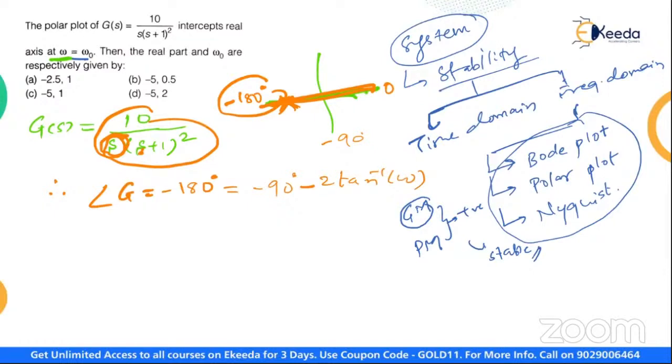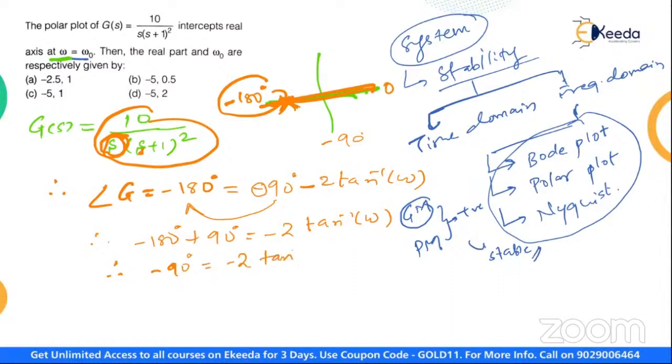Is it correct? Yes. Now, from this, what do you get? Therefore, if you keep this one on the other side, you get minus 180 degrees plus 90 degrees, because this minus sign will become plus sign, and this will be equal to minus 2 times tan inverse of omega. Is that correct? Yes. Now, minus 180 plus 90 degrees is how much? Minus 90 degrees, which is equal to minus 2 times tan inverse of omega. Correct? Yes. Now this minus minus will get cancelled, and 90 degrees upon 2 will be nothing but tan inverse of omega.